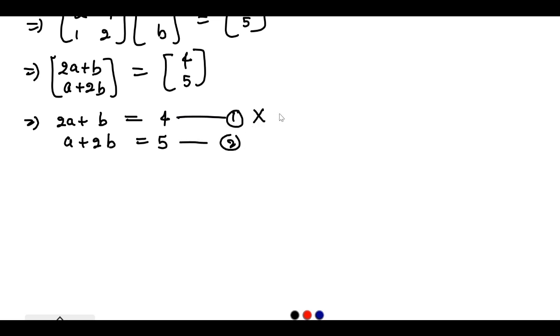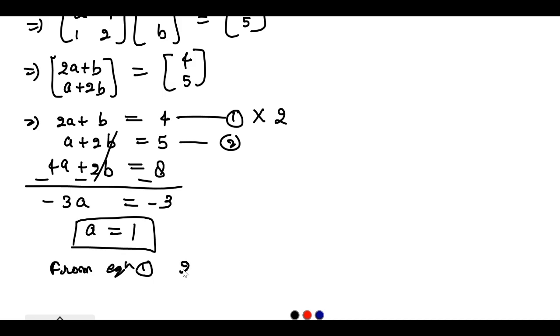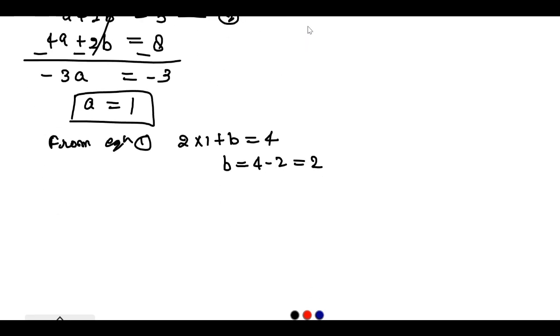We are multiplying equation 1 by 2, that is 4A plus 2B is equal to 8, and then subtract equation 1 from 2. Value of A is 1. Now substitute this value in either equation 1 or equation 2. A plus B is equal to 4 means B is equal to 2. So the matrix X is [1, 2].